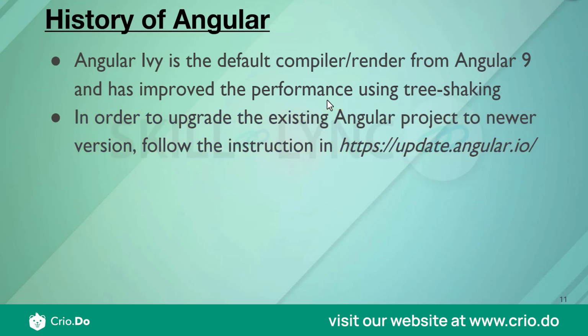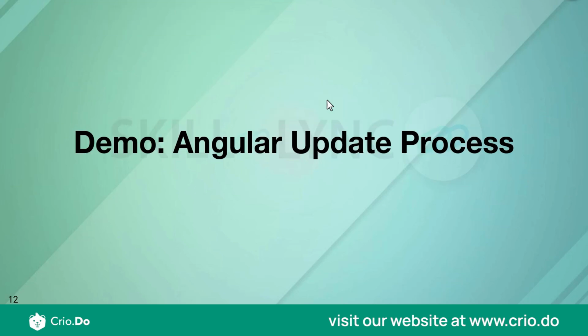So to do that, there is a website called update.angular.io, which is their official version, wherein you can input your current Angular version and the version you wish to upgrade to, and automatically the Angular team would give you the recommendations or suggestions you need to follow to upgrade your application. We'll be seeing that in a minute. So now let's jump in and try to understand this in action.